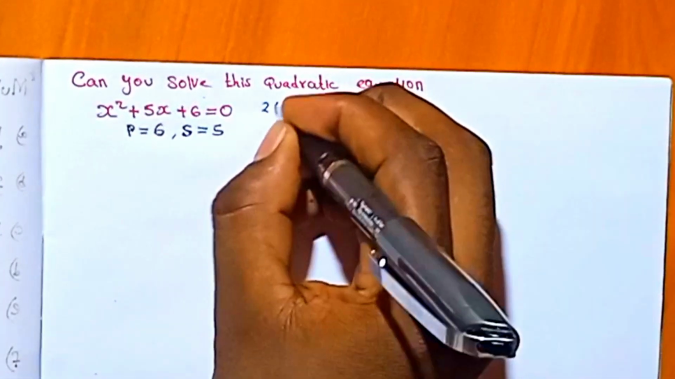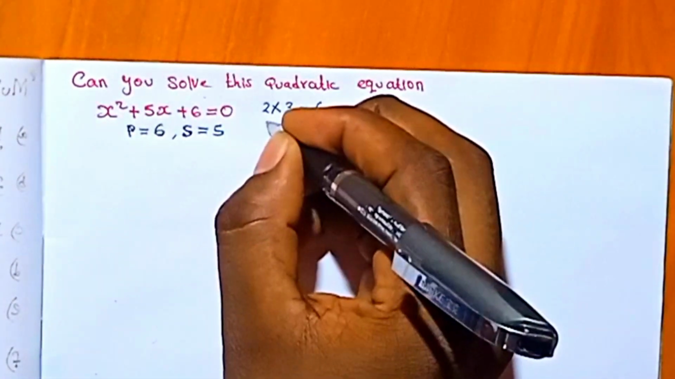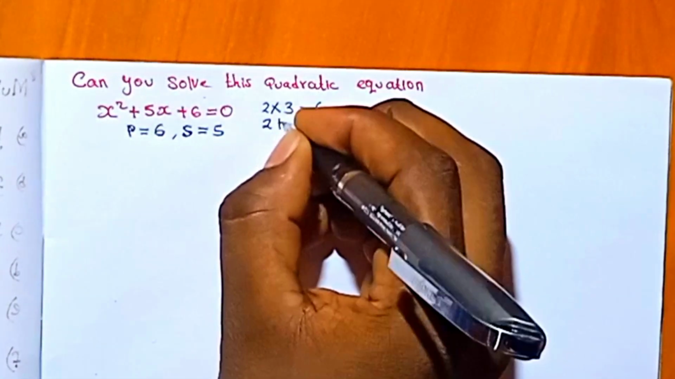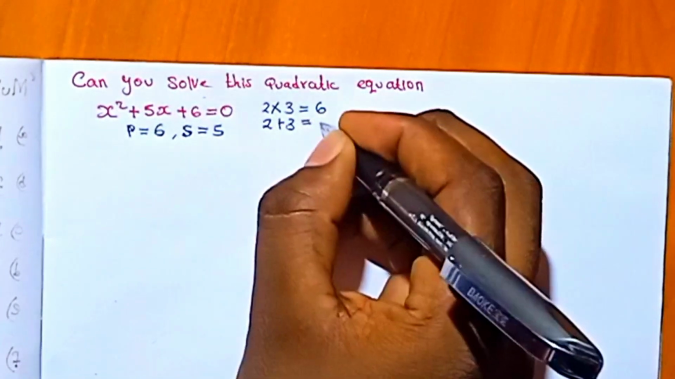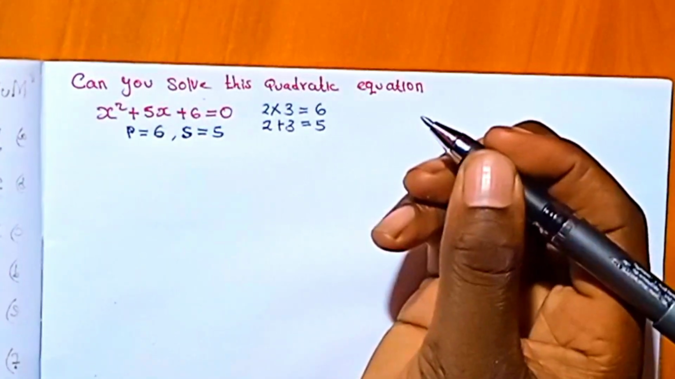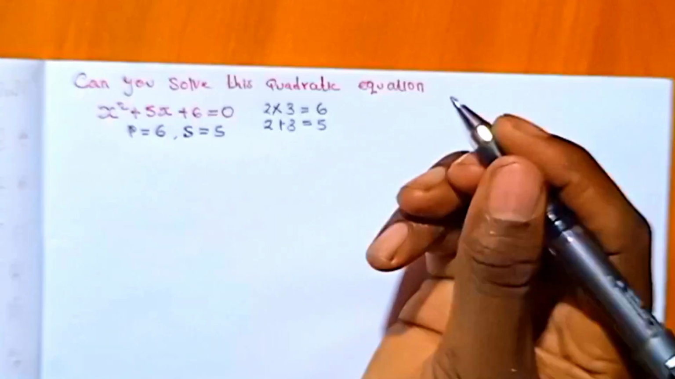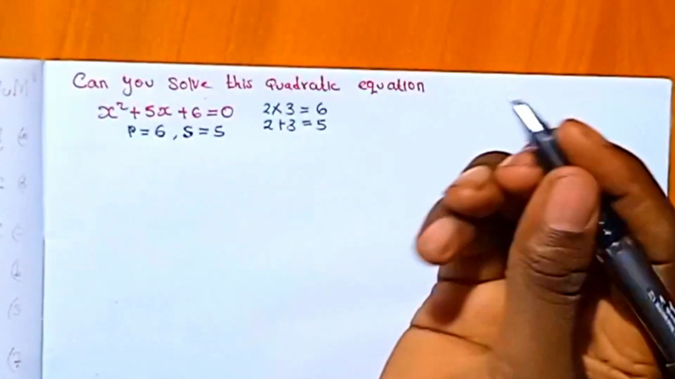So when we multiply 2 by 3 it is equal to 6, and when we add 2 plus 3 it is equal to 5. So boom, we found the magic numbers. So we are going to factor this equation.